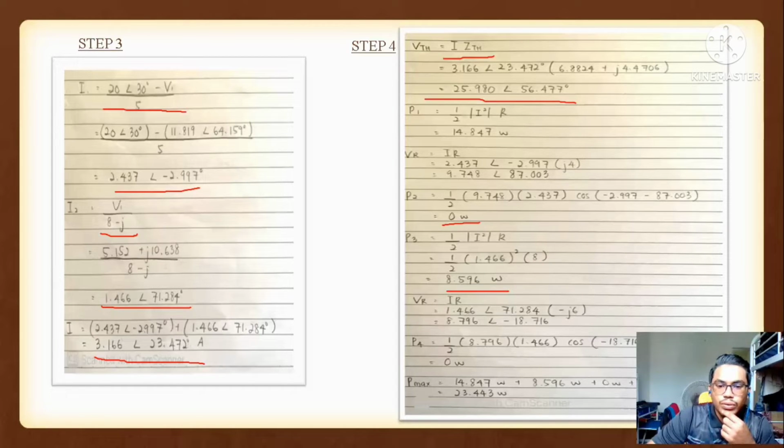And then we can go to the power 4. This step is the same as the step at power 2. Then we can get the power 4 is 0 volt. Okay, our power max is every power added together, P1 plus P2 plus P3 and P4, and we can get the power max is 23.443 watt here. Okay, you can see here, this is our power max.